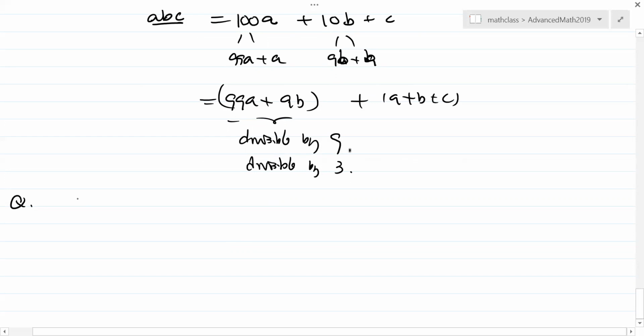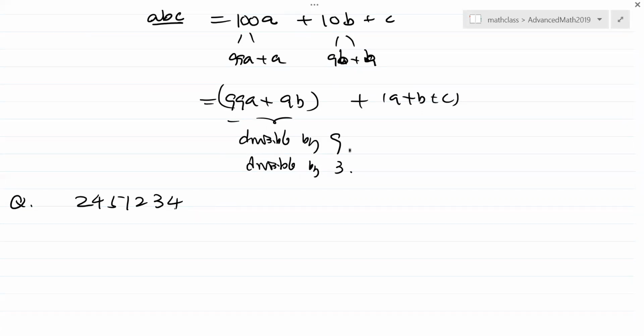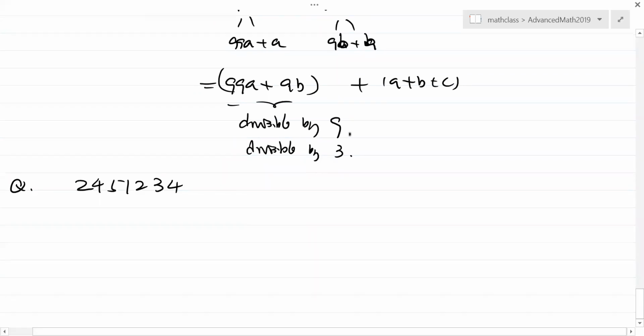Let's look at the number. Okay, 3, 4, 5. 1, 2, 3, 4. Okay. Let's look at this number. I'm not sure if it's divisible by 3 or not. This is an even number, right? So let's check. Add all the digits together, right? 2 plus 4 plus 5 plus 1 plus 2 plus 3 plus 4.